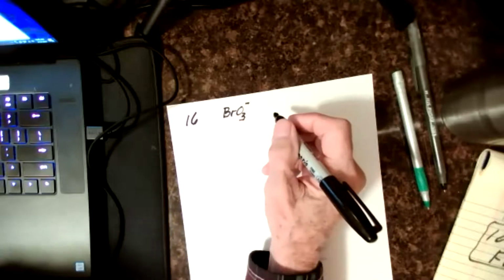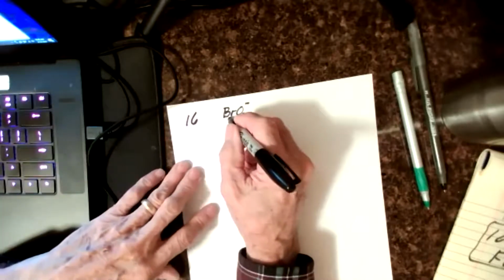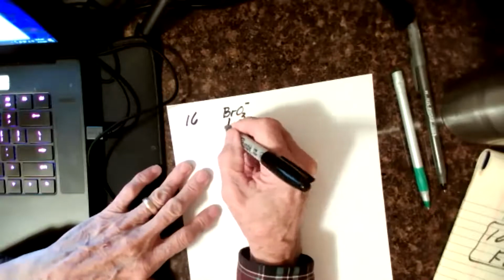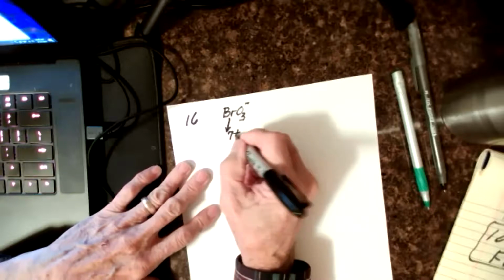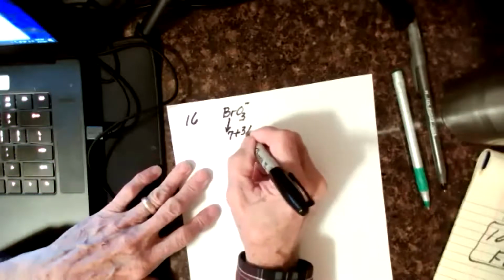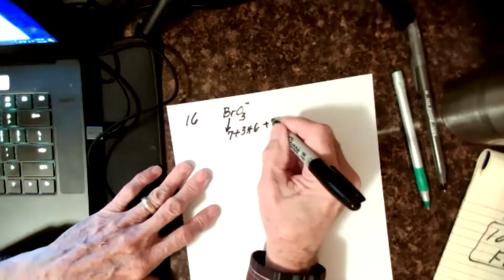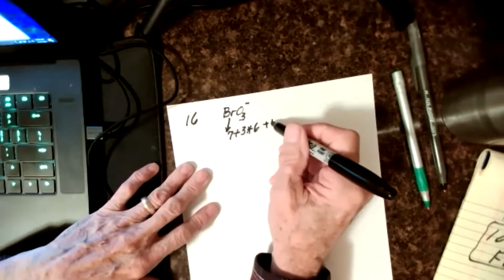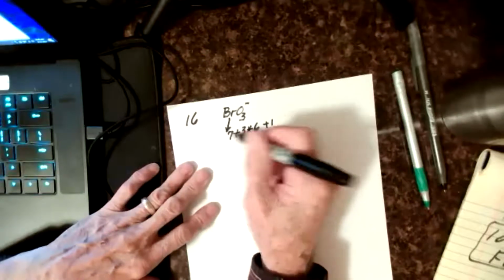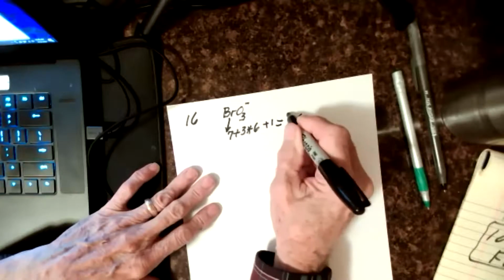And it wants to know what the shape of the bromate ion is. So we're going to do the VSEPR notation to get that. Bromine is in group 7. There are 3 oxygens in group 6, and there's 1 extra electron from the charge. So 3 times 6 is 18, plus 1 is 19, and 7 would be 26. So this is 26 valence electrons.